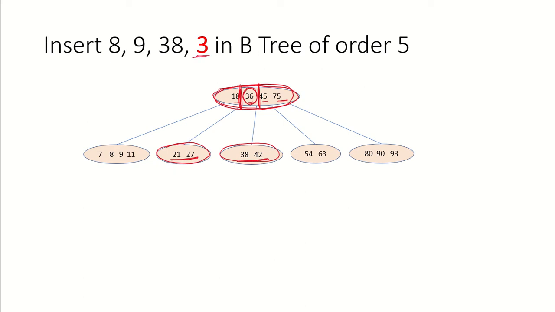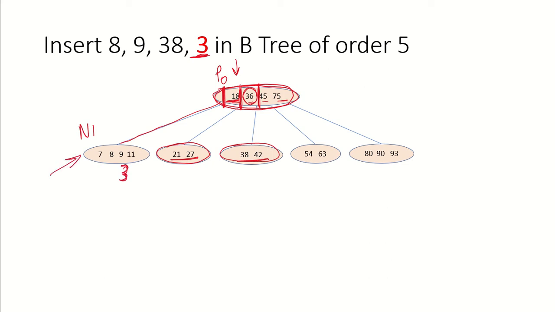Now we have to insert the key 3. So we start from the root node, we compare it with 18, and we see that 3 is less than 18. So using the pointer over here, P0, we will go to this node, and we know that values which are less than 18 will be added in this node N1. So 3 needs to be added to this node.